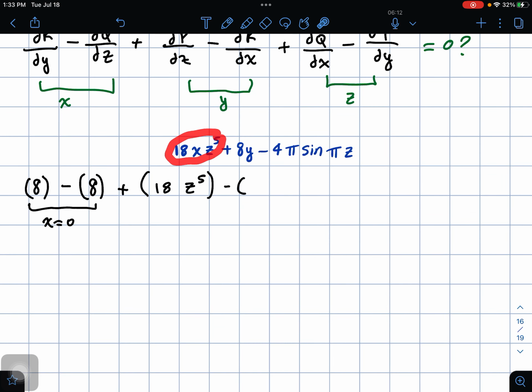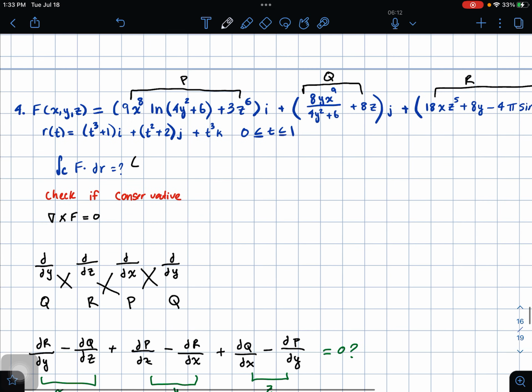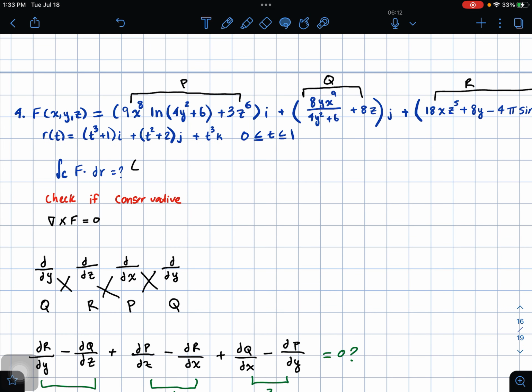This one, we have an x here, so that just goes to 1. And so it becomes 18z5. This one is 0, and this one is 0 as well. So it's just this. And again, we can see that this is our y component, and it's equal to 0. Okay, and then we have dq dx. So that's this.